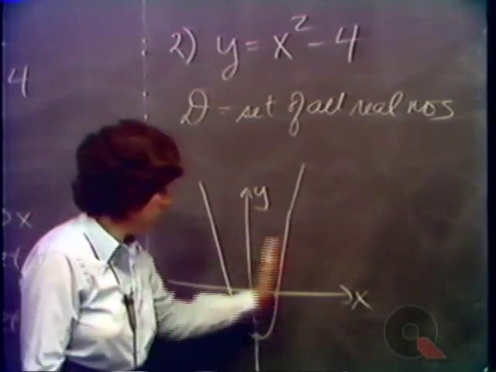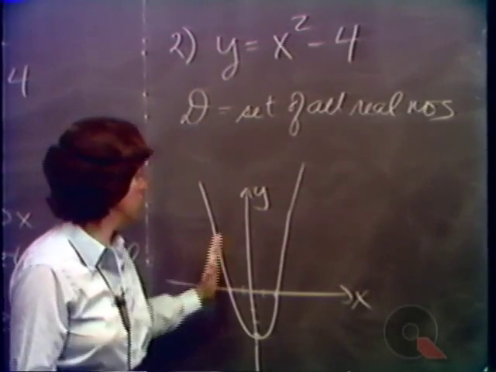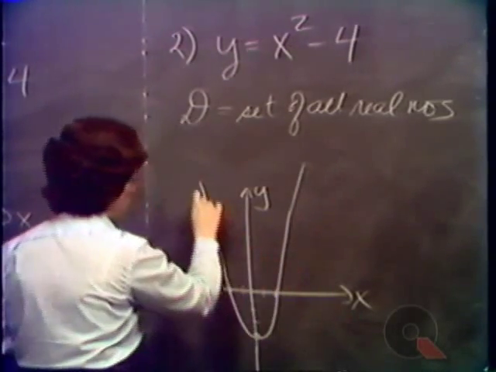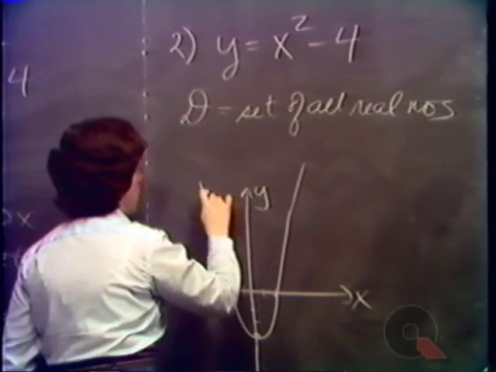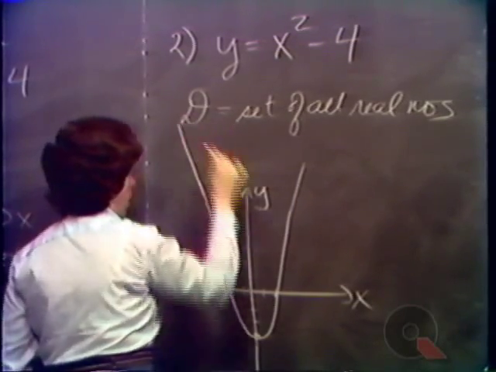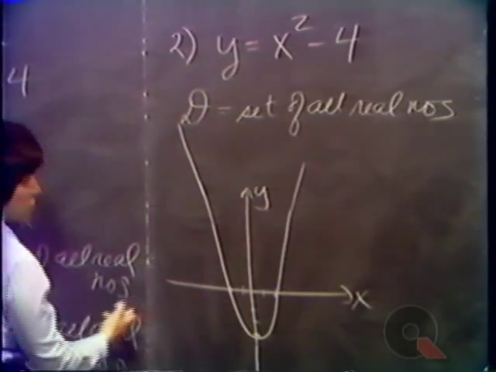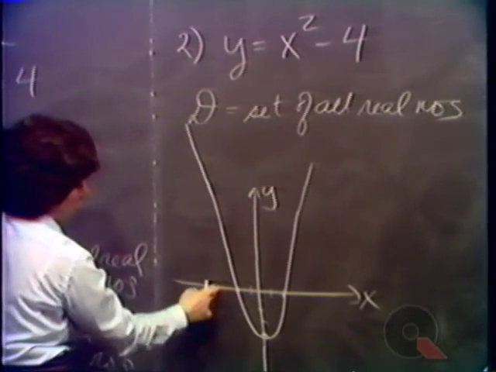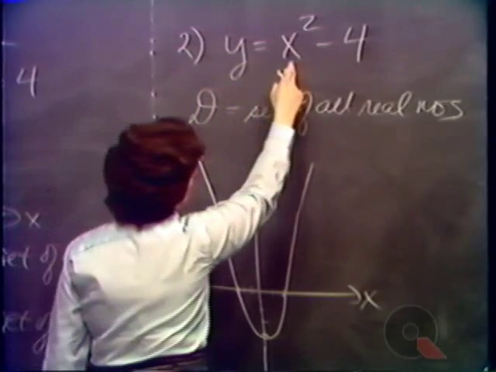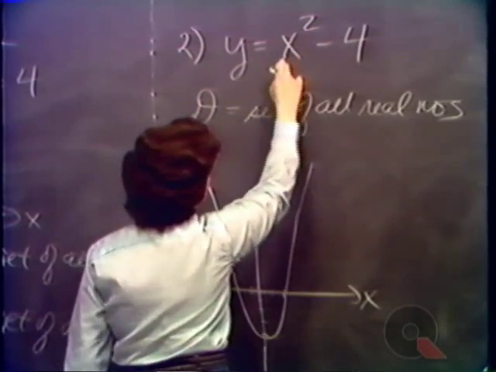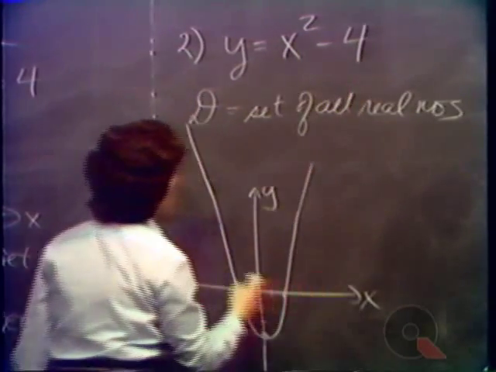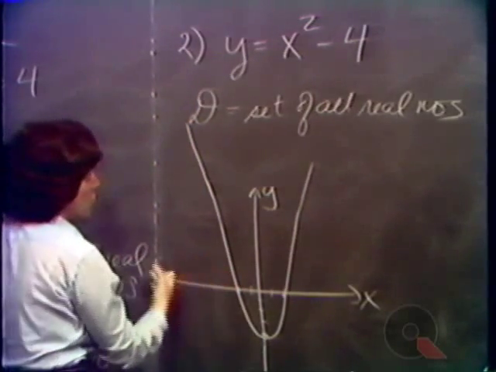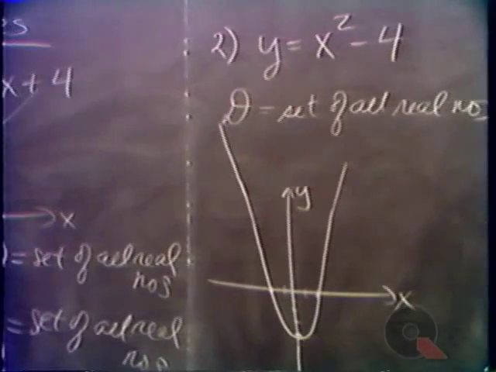The domain is the set of all real numbers. It may look a little deceptive. You may think, well, gee, it looks like it's stopping here, but it's not really. In other words, it's widening as you move out. If, for example, x were equal to minus 5, the y value would be minus 5 squared, 25, minus 4, 21. It would be rather high up already. But you can substitute in any x value and get a y value.